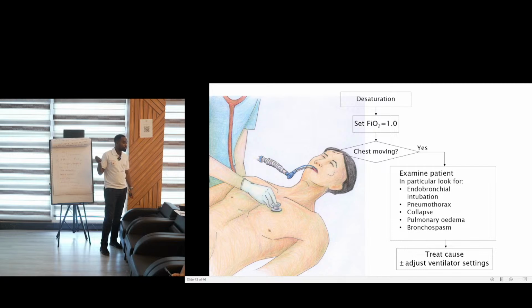So always make sure to assess your tube depth and bilateral air entry in a timely manner. Pneumothorax could be the reason, collapse, edema, or bronchospasm, depending on the diagnosis that you have.